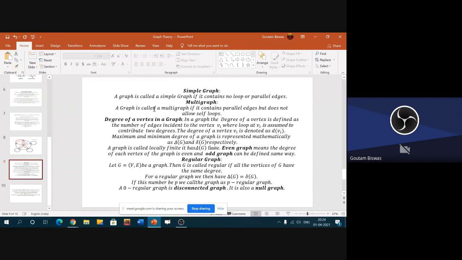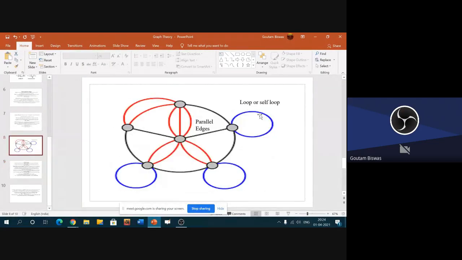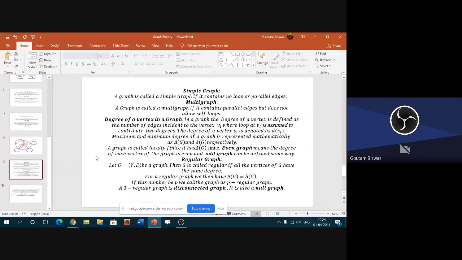Then multigraph. A graph is called a multigraph if it contains parallel edges but does not allow self loops. Loops or self loops, same. Okay. So now we are getting into the mathematics gradually. Now, degree of a vertex is the first mathematical part. These are the definitions of different types of graphs.